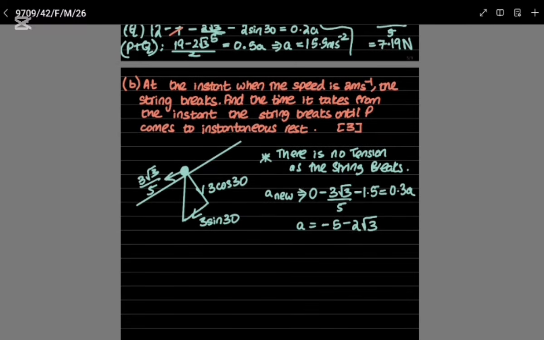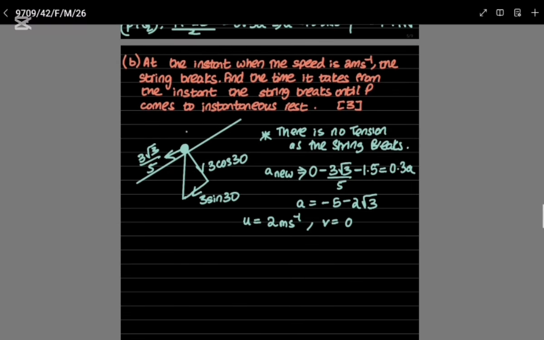Now we have been given that the initial velocity is 2 meters per second. And as I said, for it to change direction, and anyway they said it comes to instantaneous rest, instantaneous rest means v is equal to 0. It goes up. It continues its direction of motion.